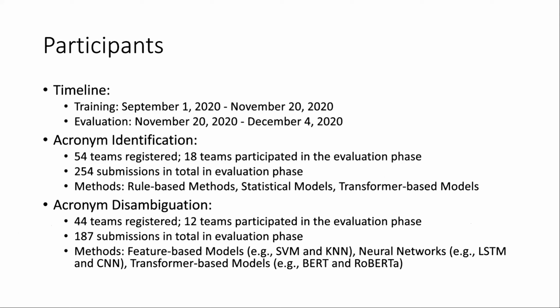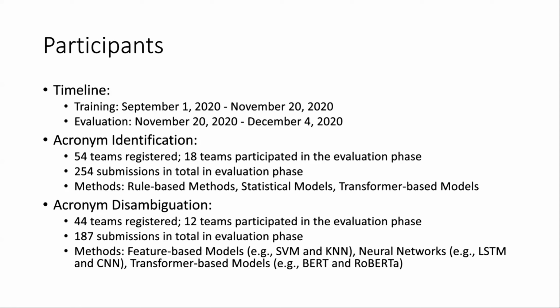The training phase started on September 1st and ran through November 20th. And the evaluation started on November 20th and ended on December 4th. For the acronym identification, we had 54 teams registered and 18 of them participated in the evaluation phase. They made more than 200 submissions in total, and they used rule-based methods, some statistical models, and the majority of them used transformer-based models.